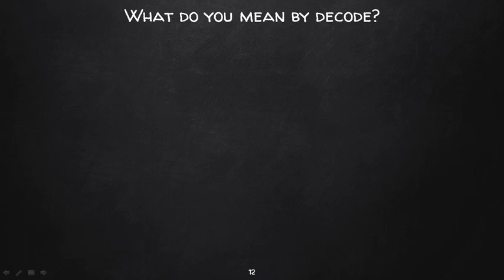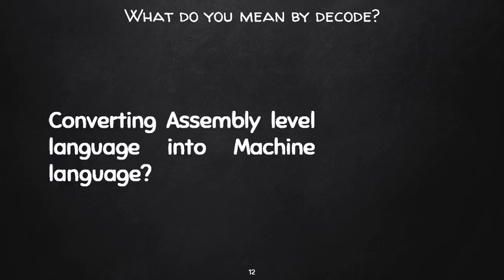As we have seen the high level language, the machine level language and the assembly language, now we'll go back to the part of decoding. What do we mean by decoding? Does decoding mean converting the assembly level language into machine language when it is transferred from the memory to the microprocessor? No, it does not mean that. Decoding never means conversion of assembly level language into machine language. It does not do the conversion. This process is done by the compiler or the interpreter.